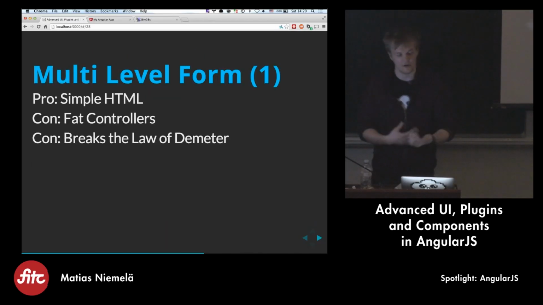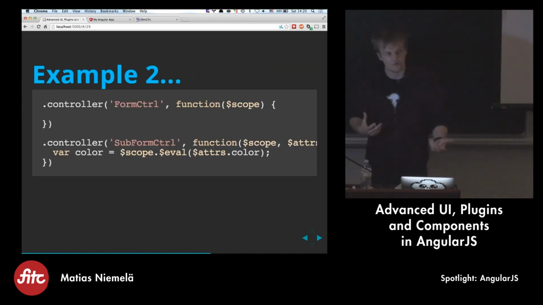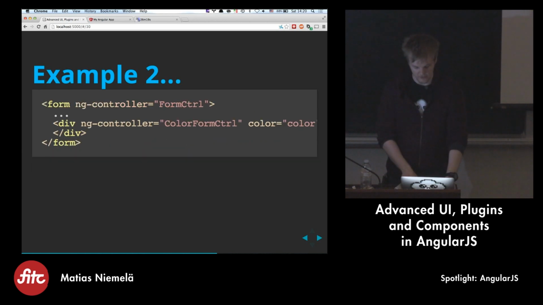So reiterating what I said, when a controller does way too much, more than what it's designed to do, that's breaking the law of Demeter, and it just turns into a fat controller. So how could we break this up? We could have two controllers. We could have a top-level form controller, and we could have one for each instance of a color in the repeater. Okay, this is good so far.